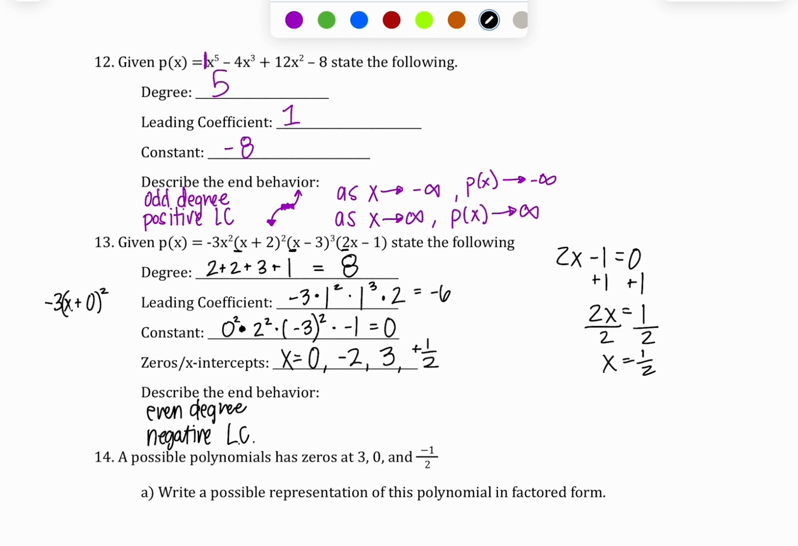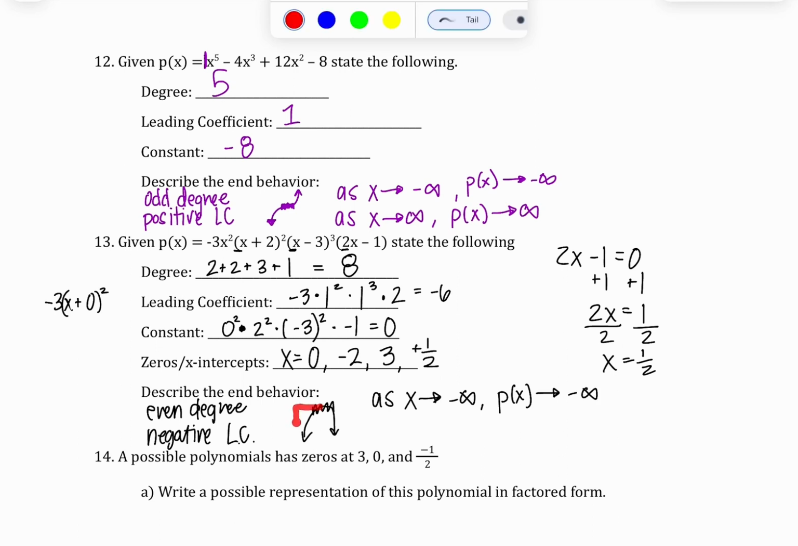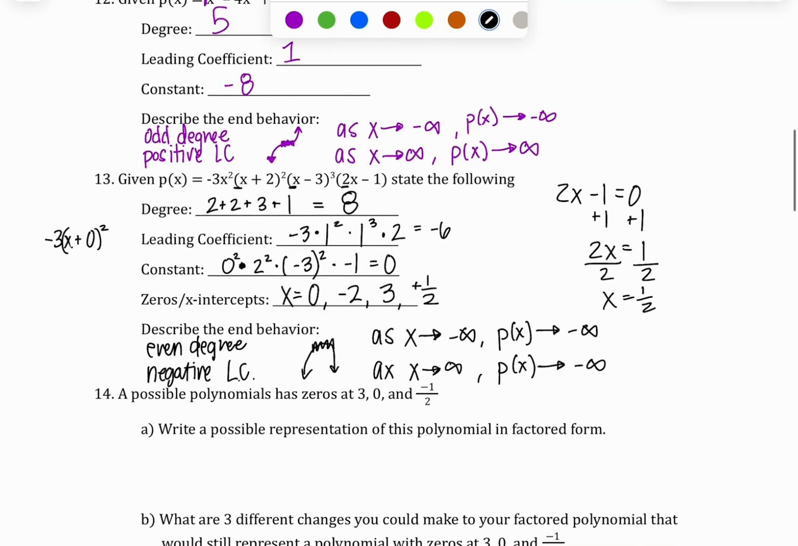So looking at the end behavior, even degree means it's either going all up or all down. And it's negative, so that means it's going to go all down. And there's stuff that's going to happen in the middle at the zeros, but in general, as x goes to negative infinity, p of x will go to negative infinity as well, since as x is decreasing, y's are also decreasing. And it's the same the other way. As x is increasing, y is still decreasing. So that's the end behavior that happens.